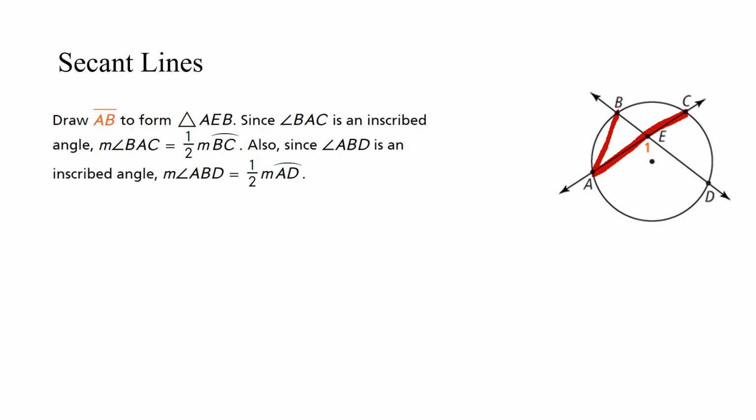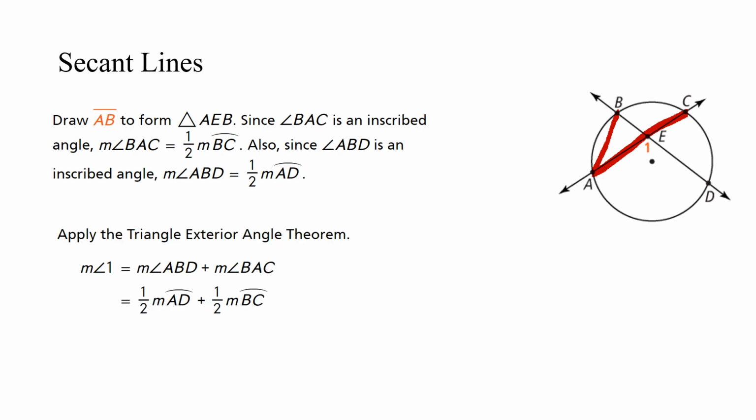If you remember from the previous lesson, anytime that you have an inscribed angle, it's going to be equal to 1/2 its corresponding intercepted arc. So the measure of angle ABD is going to be 1/2 the arc of AD. If I apply the triangle exterior angle theorem, I'm going to get that the measure of angle 1, which is the angle outside of the triangle, has to equal the measure of angle ABD plus the measure of angle BAC.